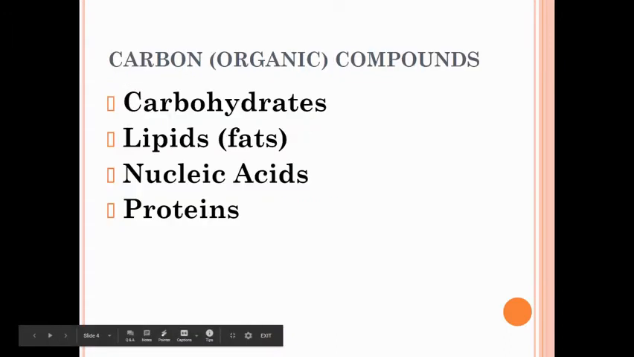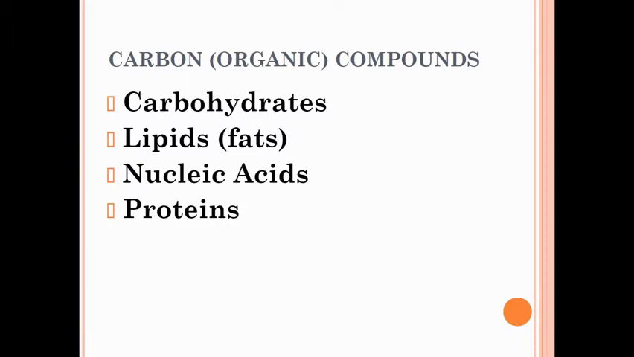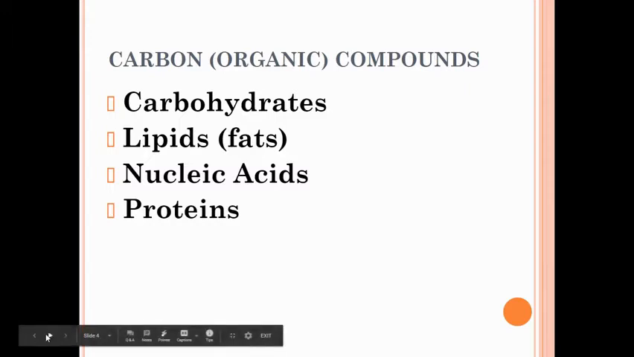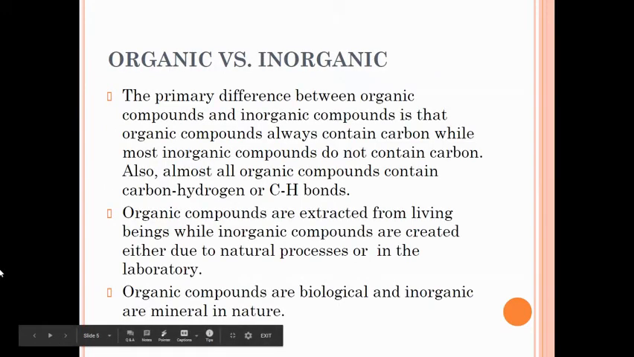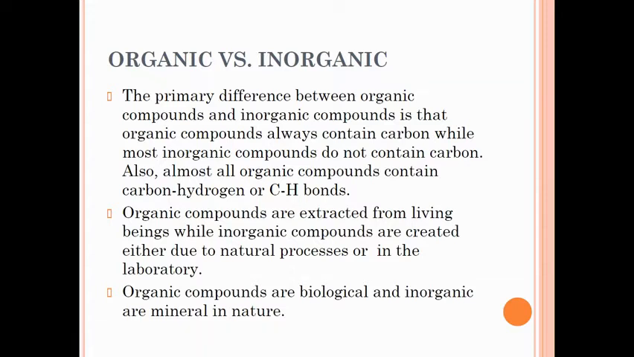There are 4 types of carbon compounds: carbohydrates, lipids or fats, nucleic acids, and proteins. So these are all organic compounds. So what makes something organic versus inorganic? The primary difference between organic compounds and inorganic compounds is that organic compounds always contain carbon. Most inorganic compounds do not contain carbon. And almost all organic compounds have some amount of carbon-hydrogen bonds. So carbon is really what makes it organic.